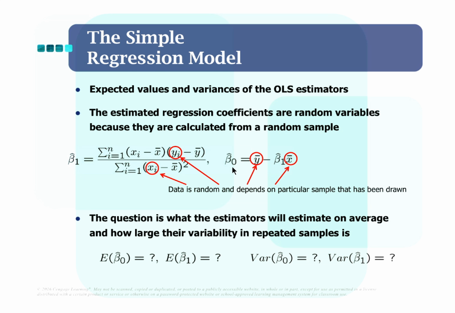Therefore, it's natural to ask what is the expectation and the variance of these random variables, beta 0 hat and beta 1 hat. What are the expected values and the variance of these OLS estimators?